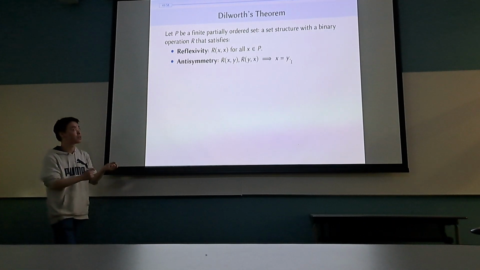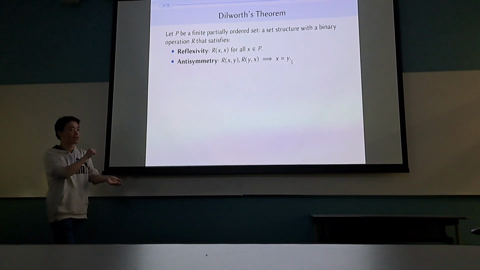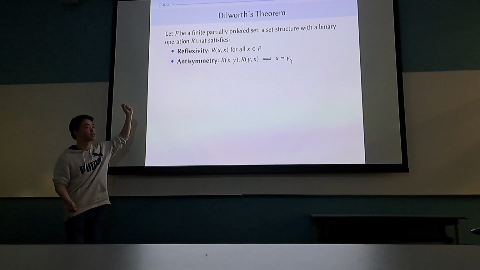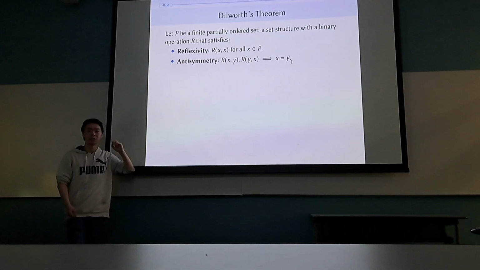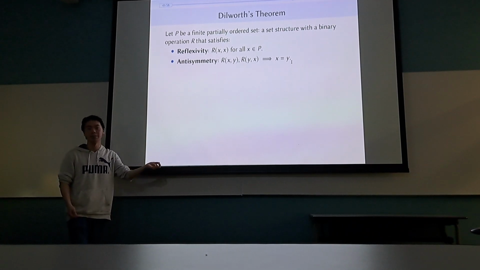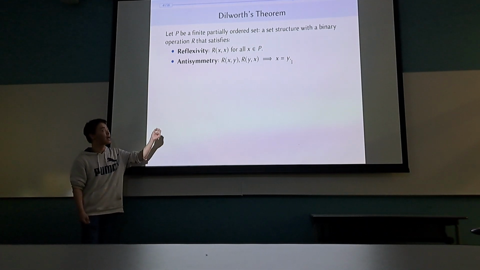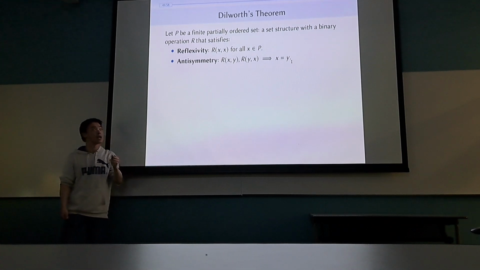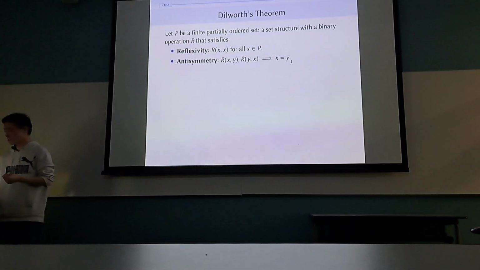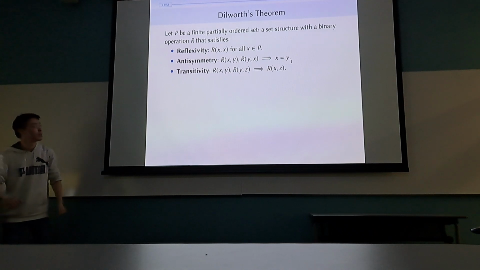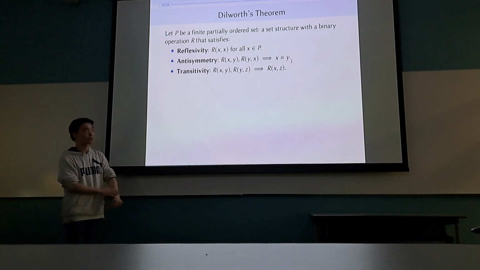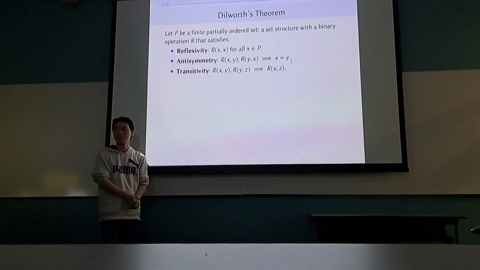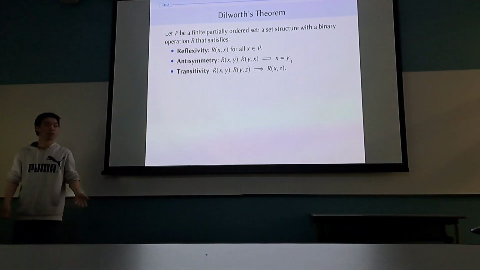Anti-symmetry, so you can't have that one thing is connected to another thing, and also if x is related to y, then y can't be related to x unless x and y happen to be the same. So you can only have either x being related to y or y being related to x. You can't have both. And transitivity. If x is related to y is related to z, then x has to be related to z. So that's the basics of transitivity.